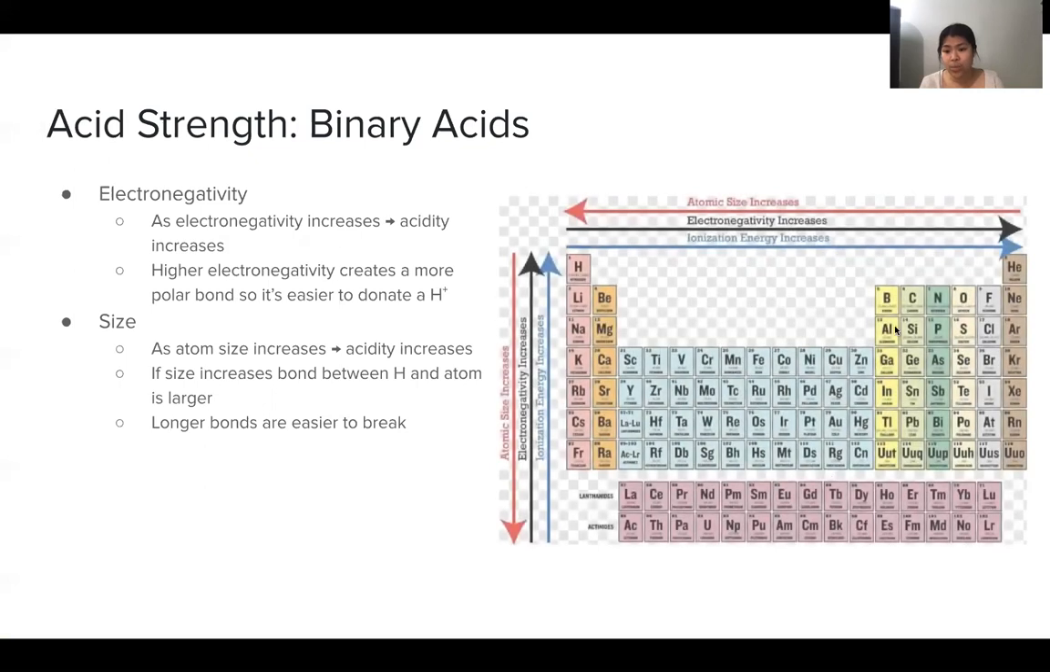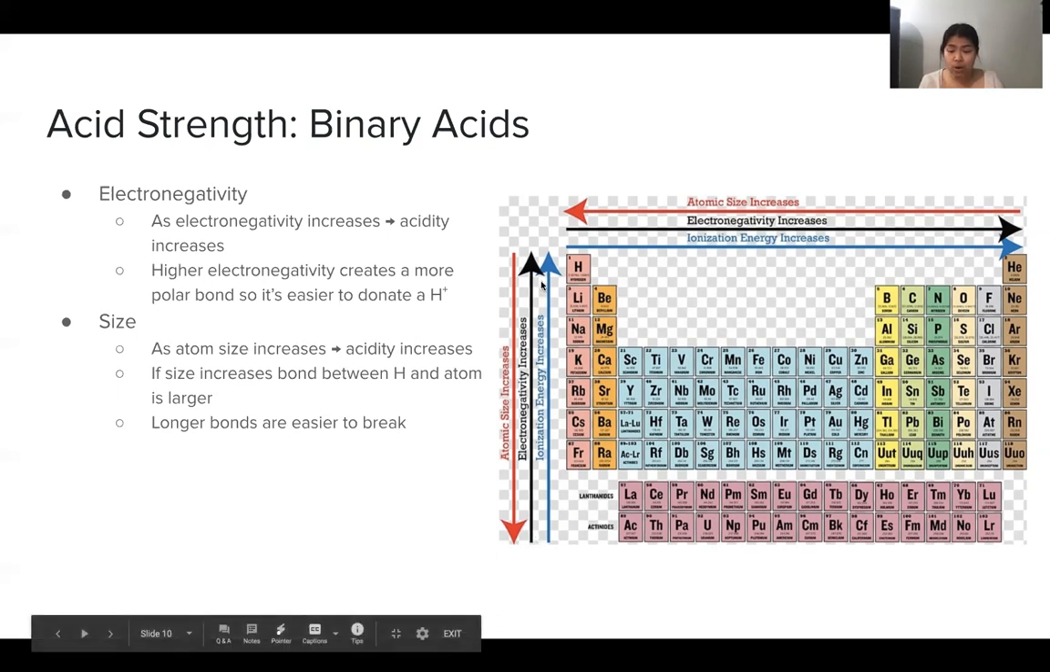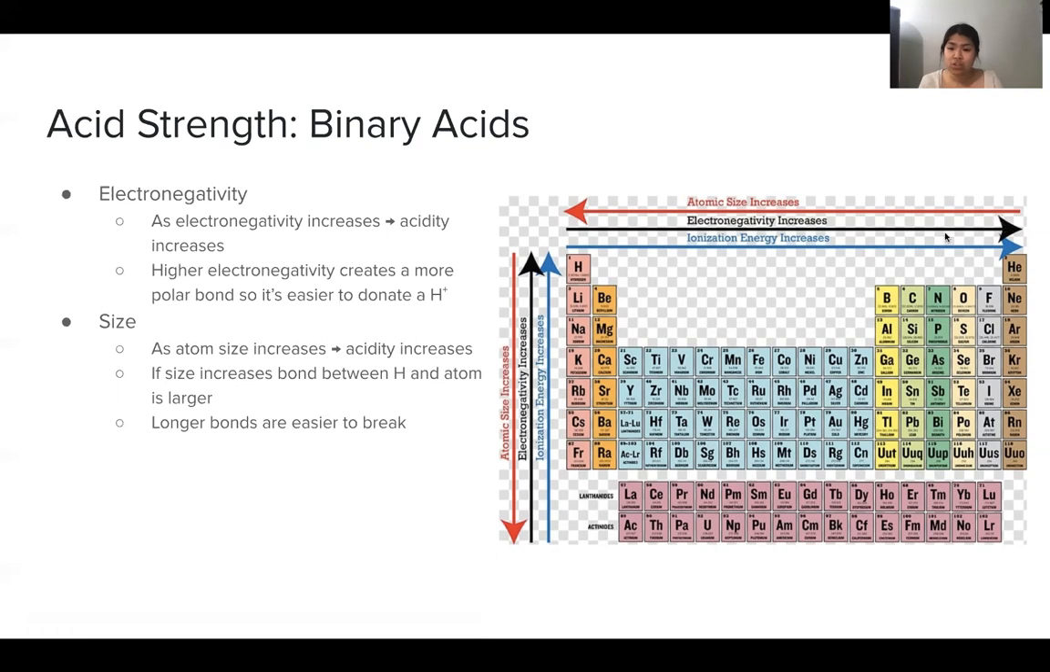On the chart on the right, you have atomic size, electronegativity, and ionization energy trends. Let's start with electronegativity. As electronegativity increases, acidity increases. If you look at the black arrow on that chart, that's your electronegativity trend. So why is it that as electronegativity increases, acidity increases?